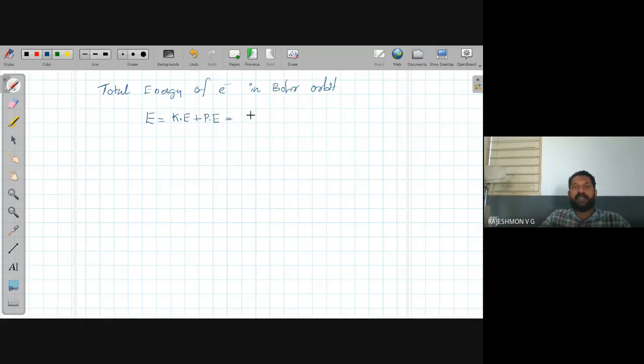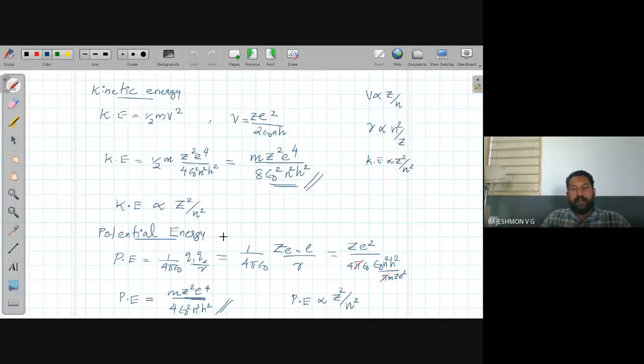What is kinetic energy? m z square e raised to 4 divided by 8 epsilon 0 square n square h square. Here we should put minus e for electronic charge. When we consider forces, we didn't put that minus sign.